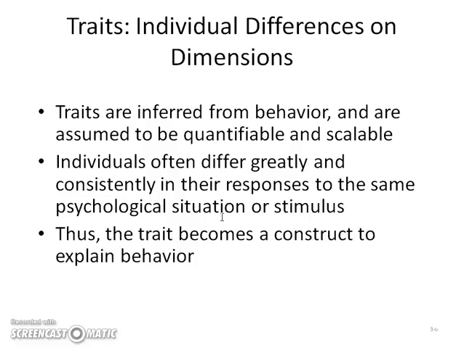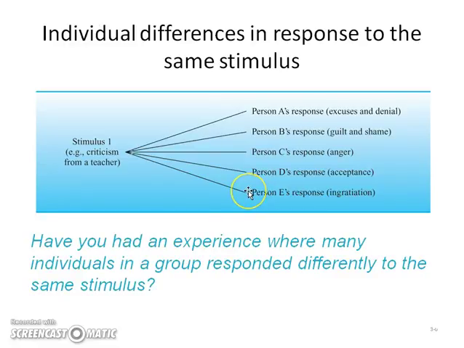I act this way because I have this trait. You react a different way because you have some other trait. Maybe I'm nervous and I react with fear, and you're confident and you react with excitement. So the trait is the variable of interest if you follow a trait model of understanding personality. And this slide gives a graphic of that type of situation where there's one particular stimulus and several people respond to it differently and for different reasons, perhaps because they carry some internal trait that varies across them.